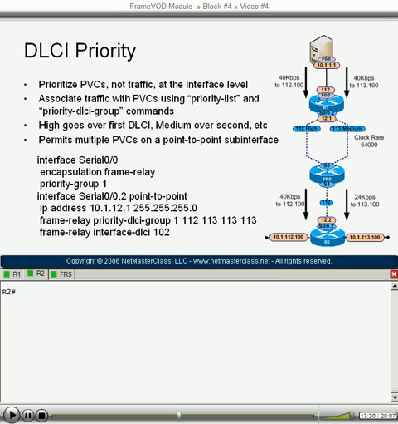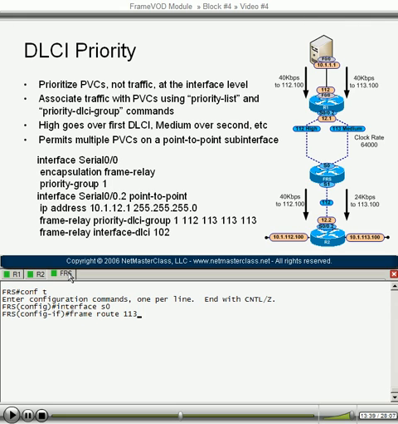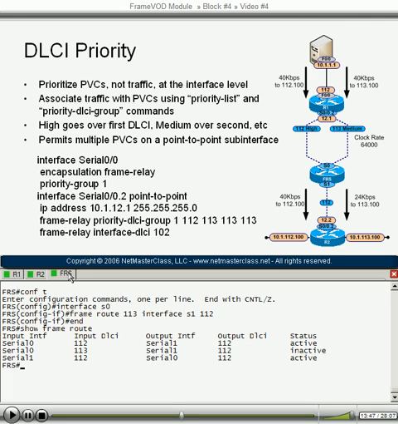To demonstrate this feature, we will add another PVC on S0 of FRS. Note that if traffic comes into FRS on S0/0 on either DLCI 112 or DLCI 113, it will be mapped to serial 1 DLCI 112, which is connected to R2. Our new PVC is inactive because it is not configured on R1.